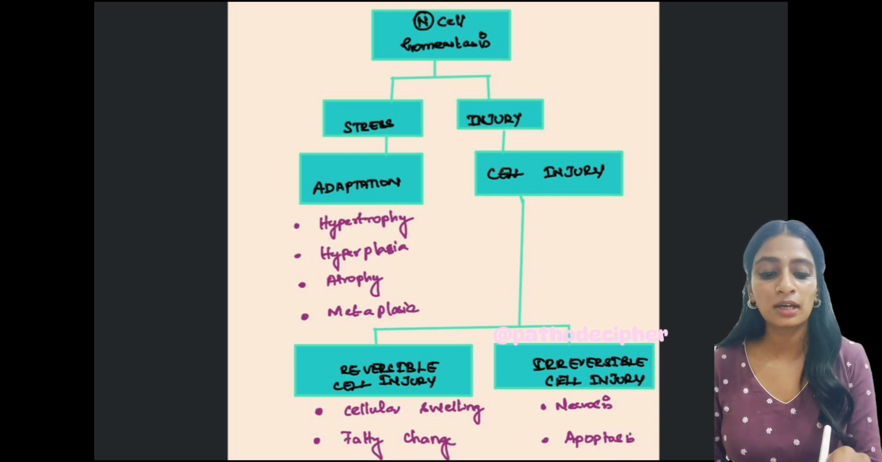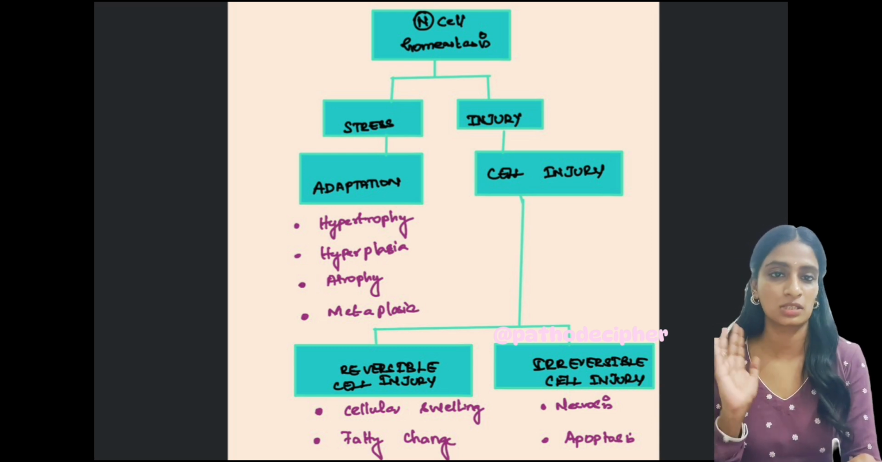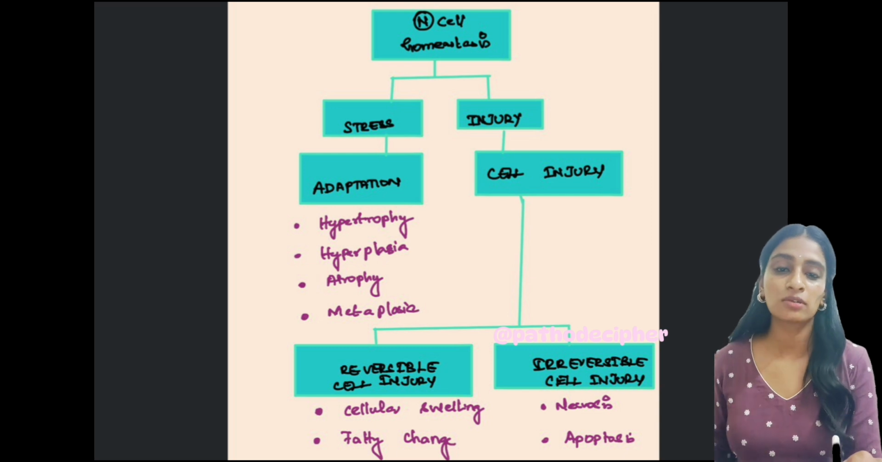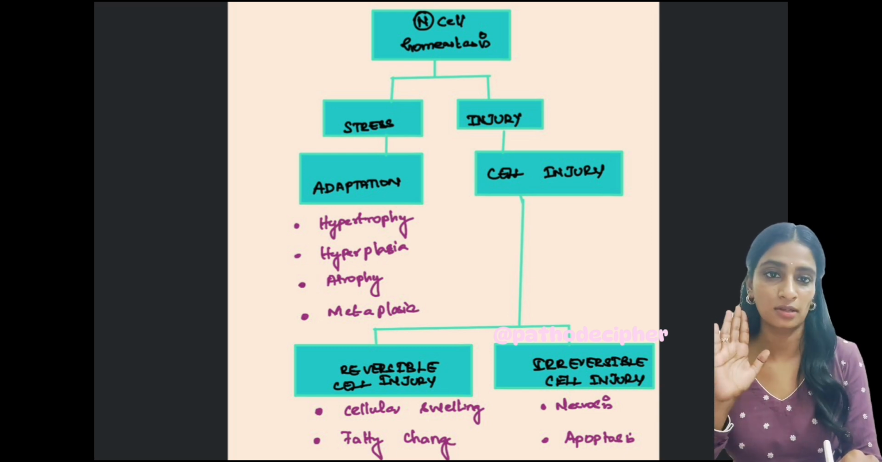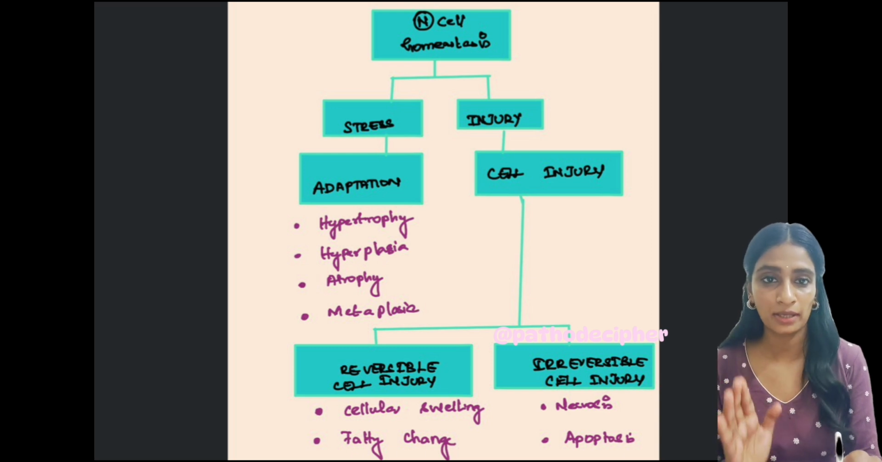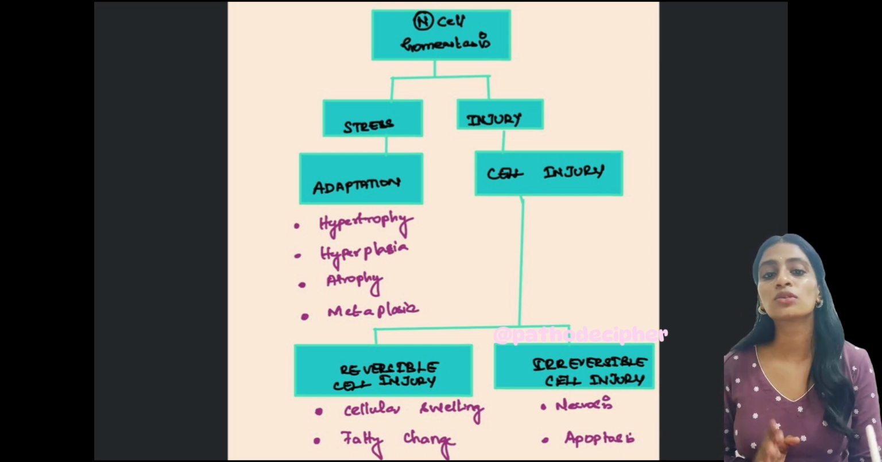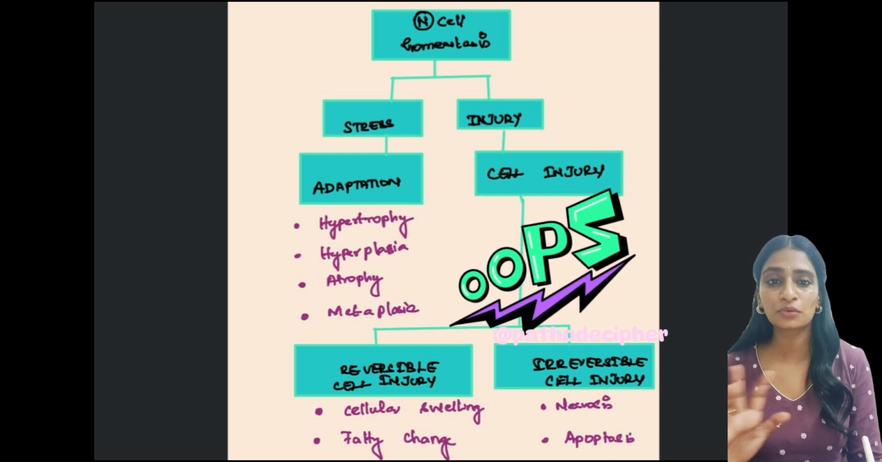If the stimulus is withdrawn, the adapted cell will return to a normal cell. So it is very reversible. If the stimulus is removed, it will lead to the normal cell. So that is your cellular adaptation. If the stimulus given from outside exceeds the capacity of cellular adaptation, it will lead to cell injury. So remember the 2:2 rule.